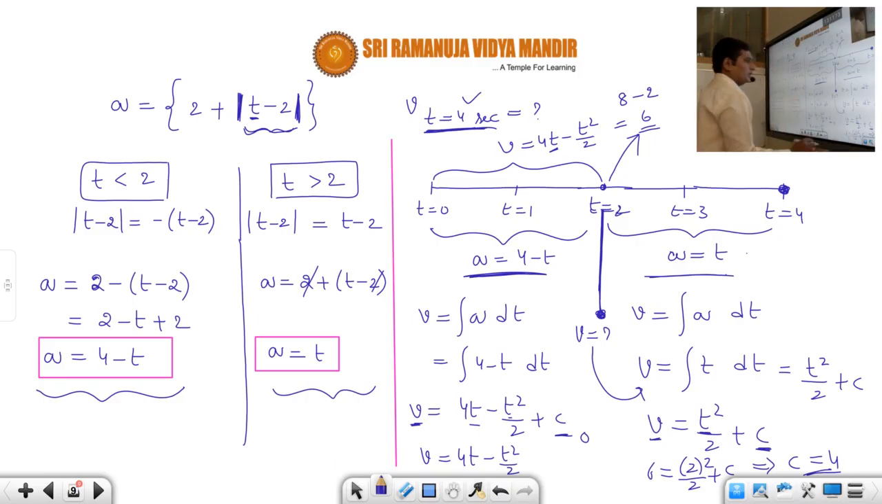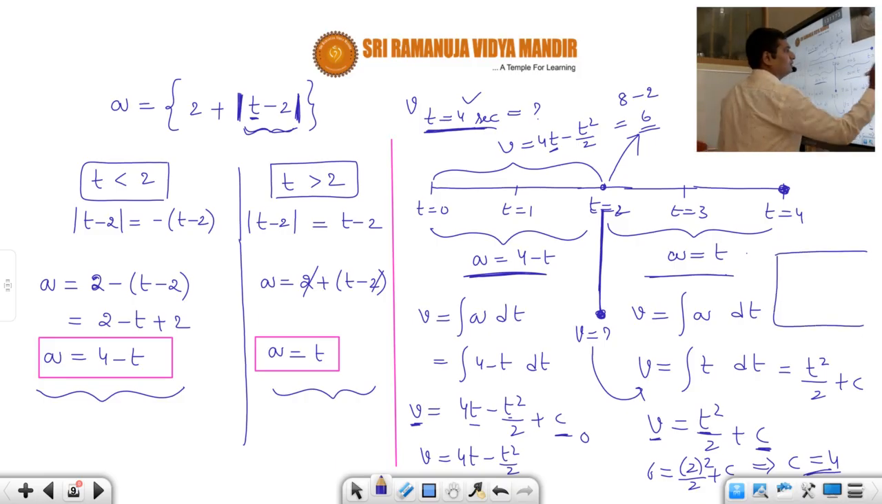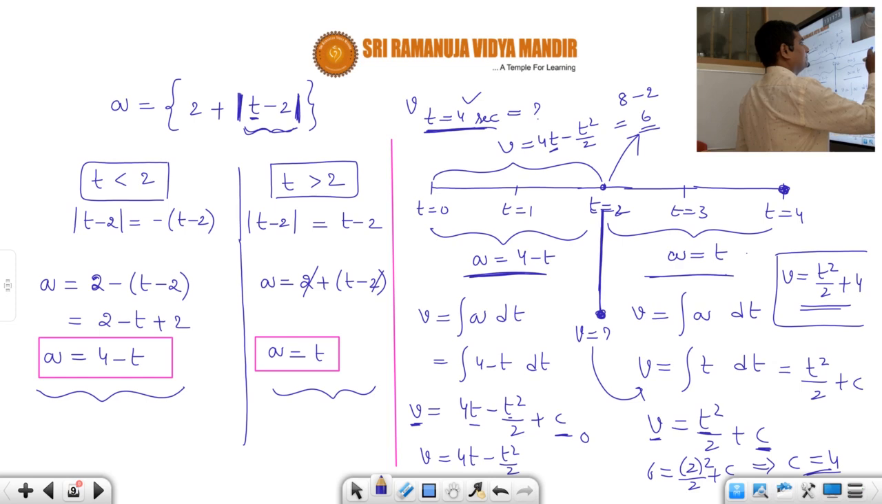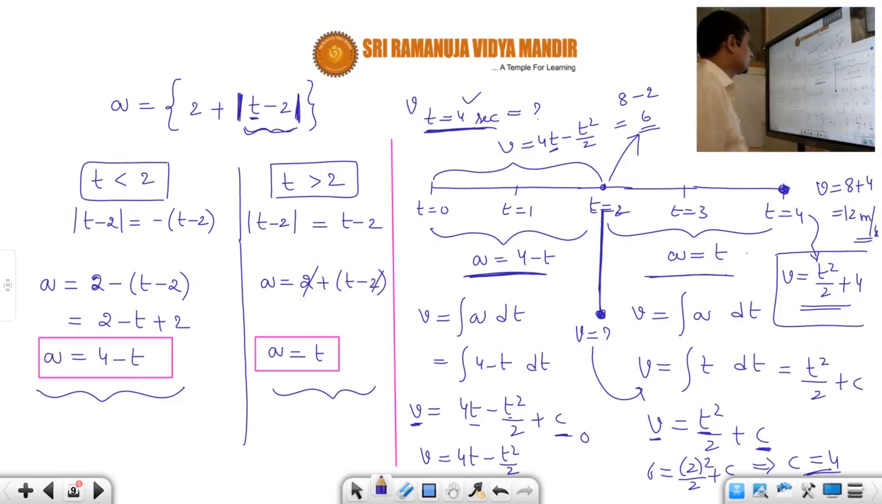So I hope, students, you understood. So now the equation for velocity is v equal to t square by 2 plus 4, students. Okay. So now in this time, we want the velocity at time t equal to 4. So directly substitute t equal to 4 here. So that means v is equal to 4 square 16 by 2, 8 plus 4. So that is equal to 12 meters per second. I hope, students, you understood this one.